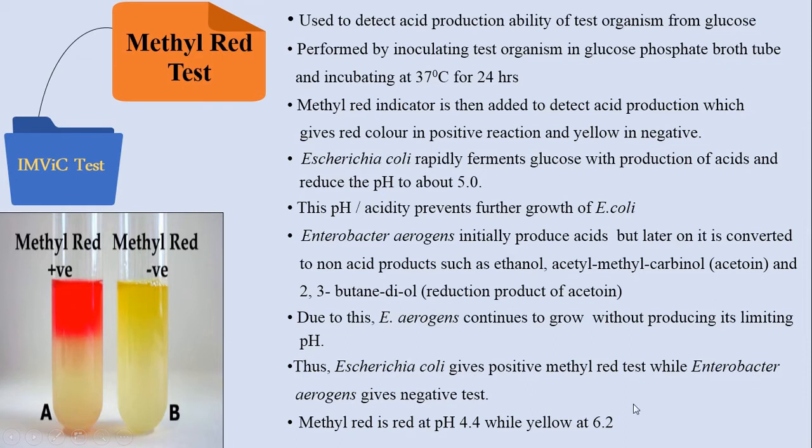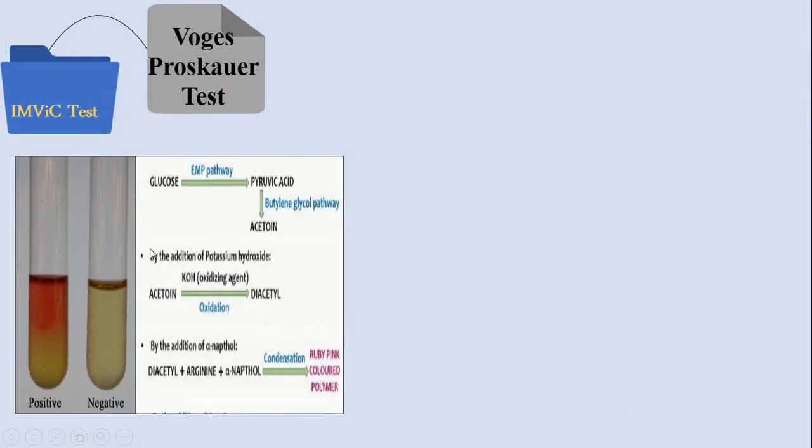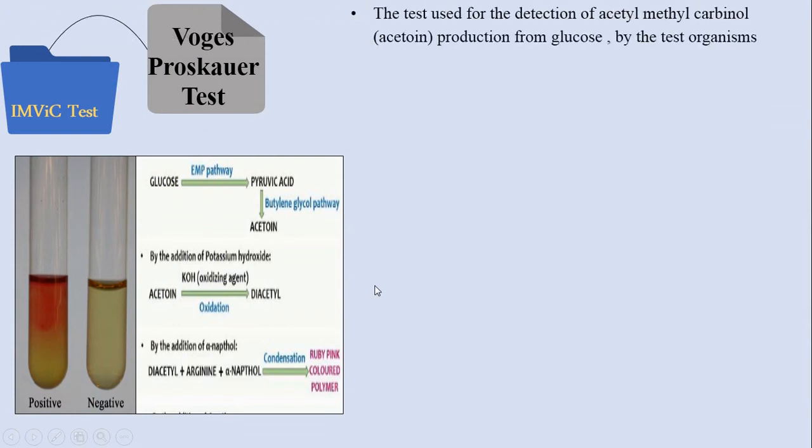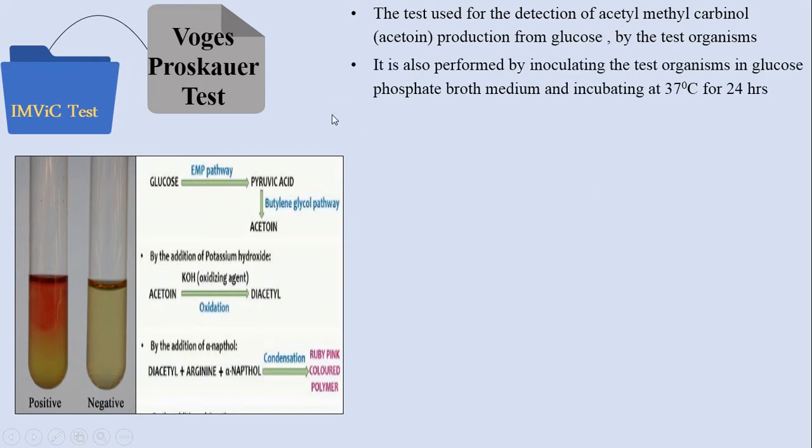The next test in the series of IMViC test is the Voges-Proskauer test. This test is carried out for the detection of the ability of an organism to produce acetyl methyl carbinol, that is acetone, from glucose by the test organisms. And it is also performed by inoculating the test organisms in glucose phosphate broth medium and incubating it at 37 degrees centigrade for 24 hours.